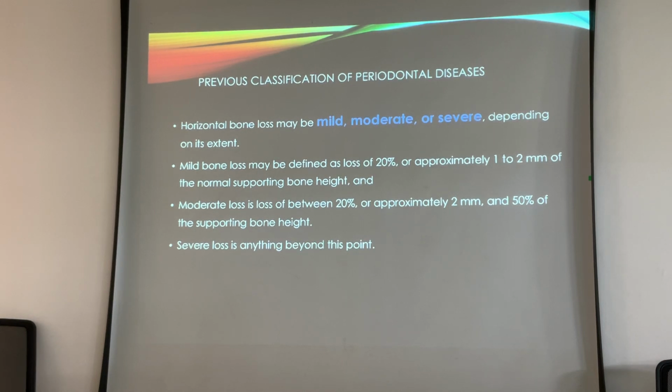Mild is from irregularity until 2 mm from the normal supporting bone height. Moderate is more than 2 mm until 50% of the supporting bone height, or one third of the root of the tooth. And severe loss is anything beyond this point, so more than 50% of the root length. Okay.